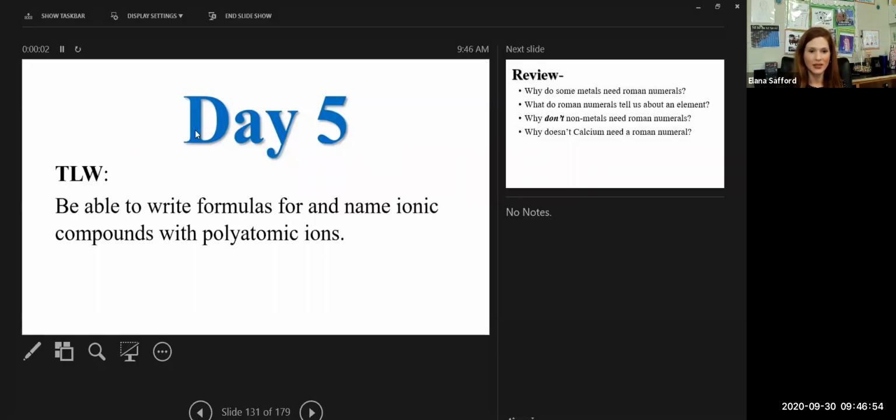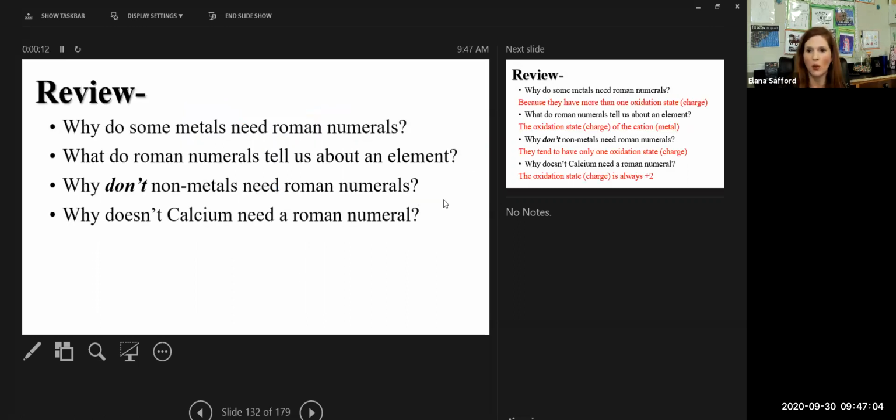All right, so today we're going to talk about naming those polyatomic ions. To begin with, we're going to talk about why it is that some metals need a Roman numeral. And that is because they have more than one oxidation state. This is just reviewing what we were talking about last time.